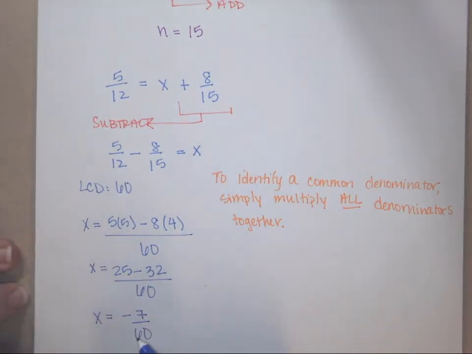Now, because I used my least common denominator, there's no other reduction or simplifying that has to be done. However, had I used something other than my least common denominator, I'd have to simplify this fraction.